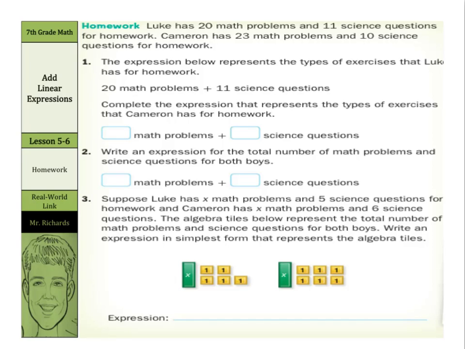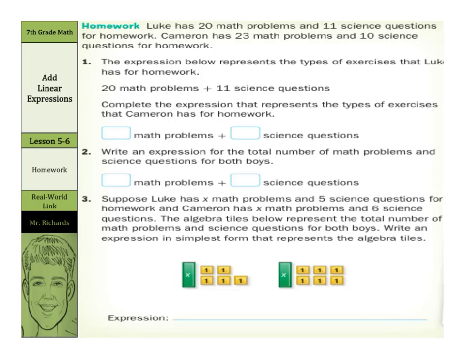Hello, Mr. Richards here, and today's objective is to add linear expressions, so lesson 5-6. Our real-world link is, well, appropriately enough, homework. Luke has 20 math problems and 11 science questions for homework. Cameron has 23 math problems and 10 science questions for homework.